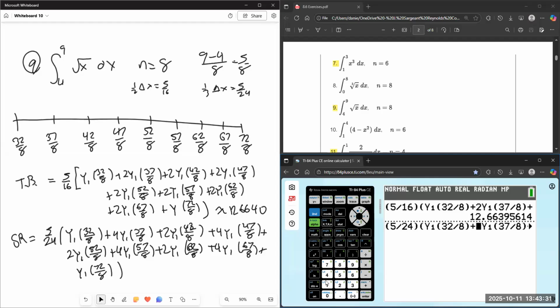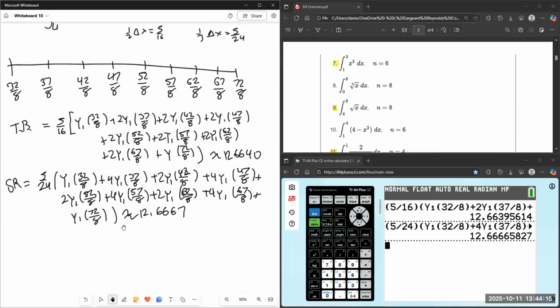Then this is 4, 2, 4, 2, 4, 2, 4, 1. It's going to be 12.6667.